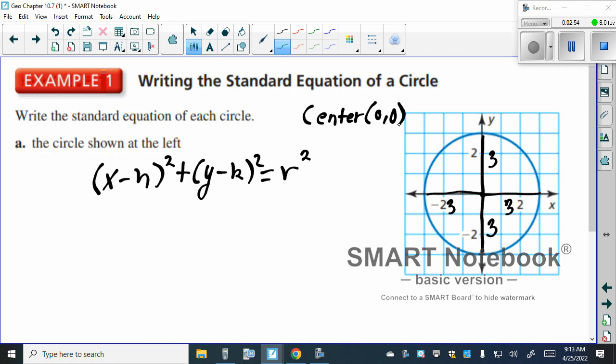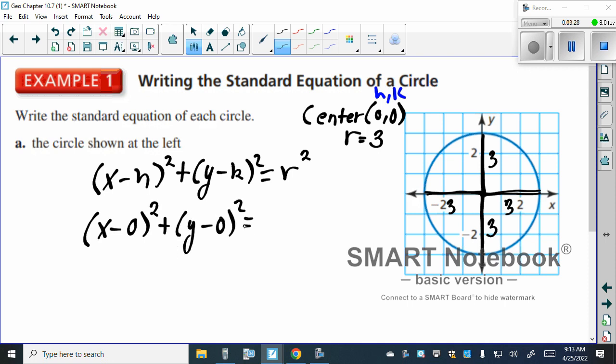Now what's the distance from the center to the point on the circle? The distance from the center to a point on the circle is 3. So the radius in this case is 3. And again, the center is our h comma k. So if we plug this into the formula, we would have x minus 0 squared plus y minus 0 squared is equal to the radius 3 squared.